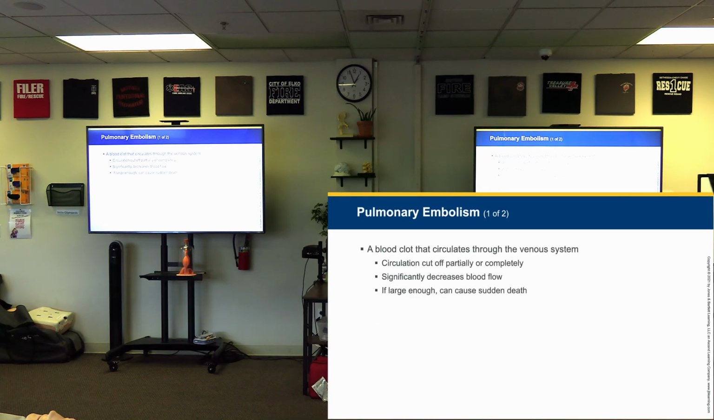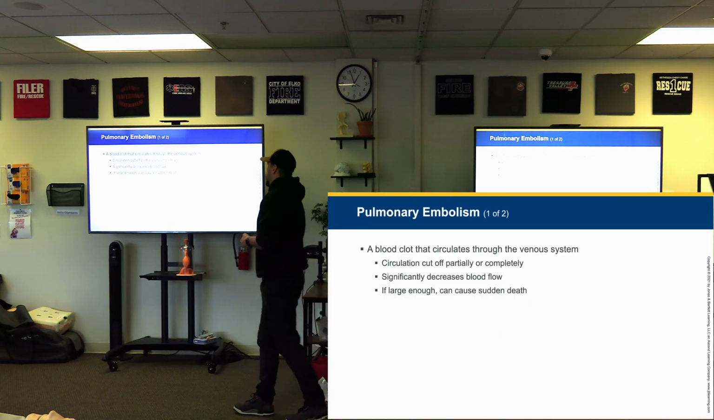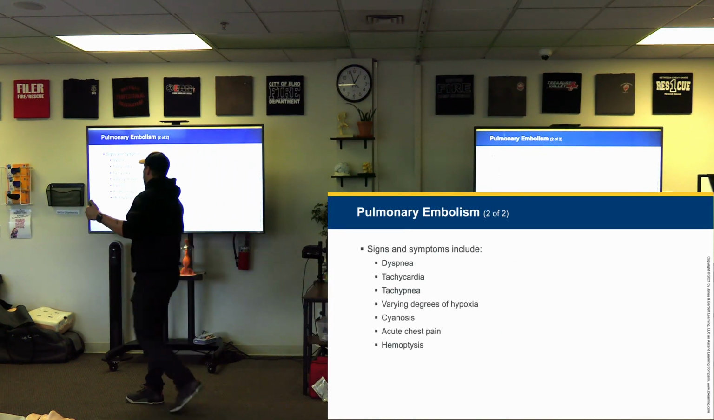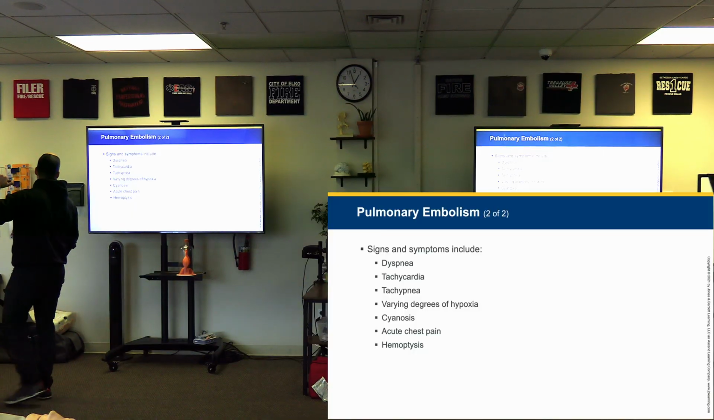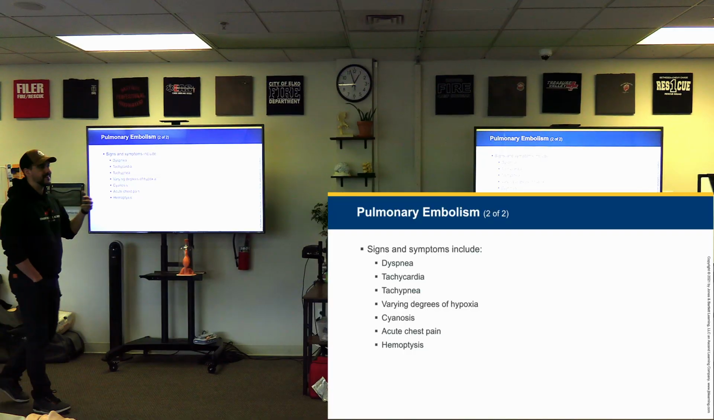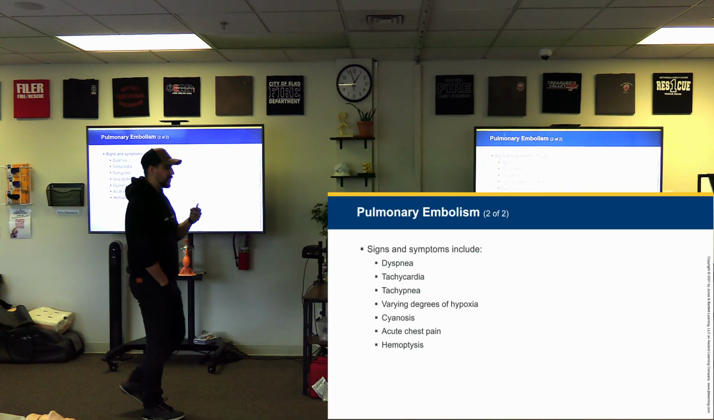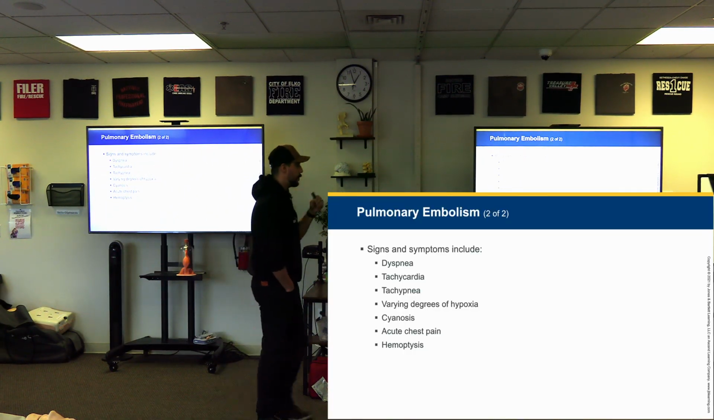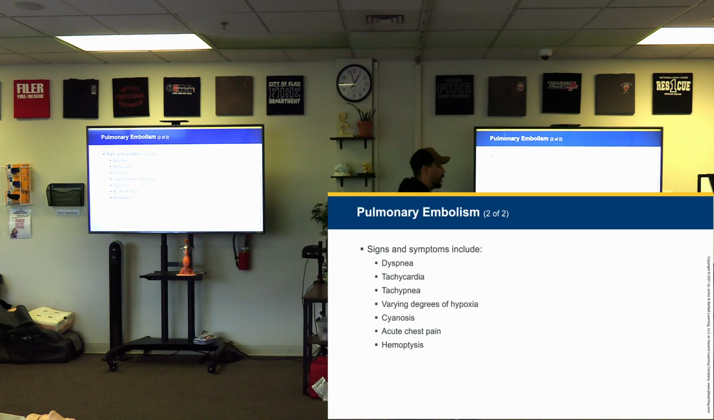If you want to see some crazy pictures, you can Google pulmonary embolism clots, and they have pulled clots out of people's vasculature that will literally map out their vasculature. It's pretty crazy. They can get really large. Now moving on, signs and symptoms include dyspnea, tachycardia, tachypnea. Hypoxia will vary, right, depending on the severity of the clot. But cyanosis, the blue around their mouth, pretty good sign, or in their fingernails. Acute chest pain or hemoptysis, coughing up blood.